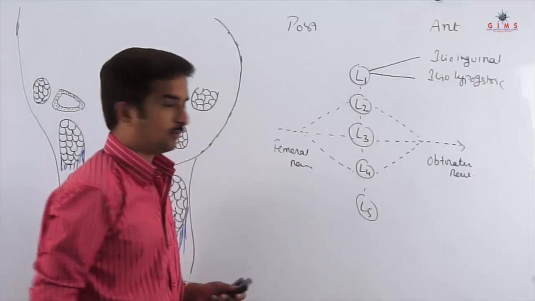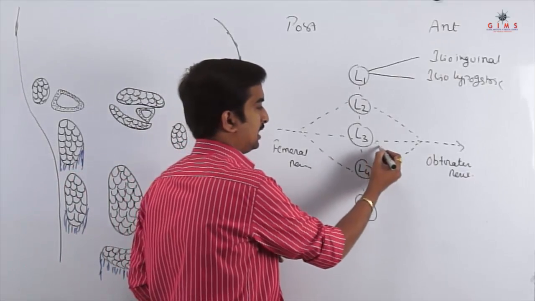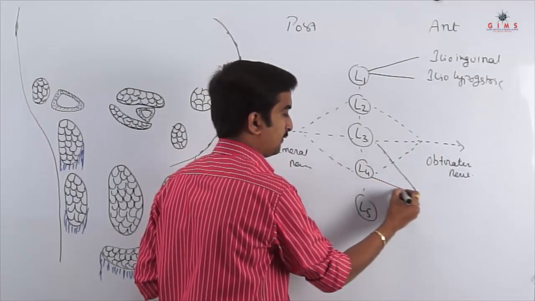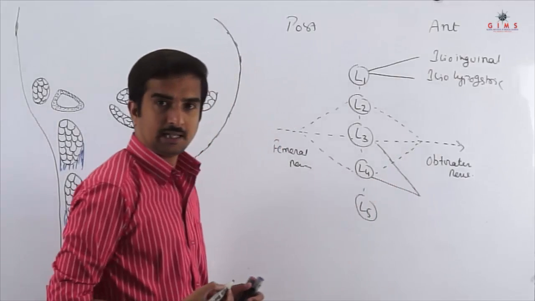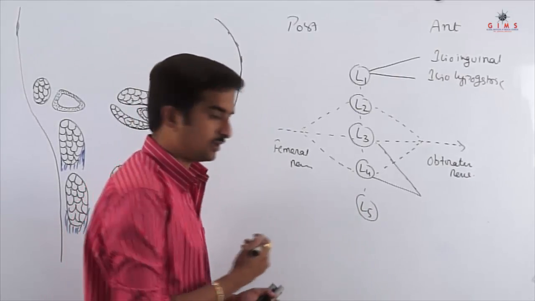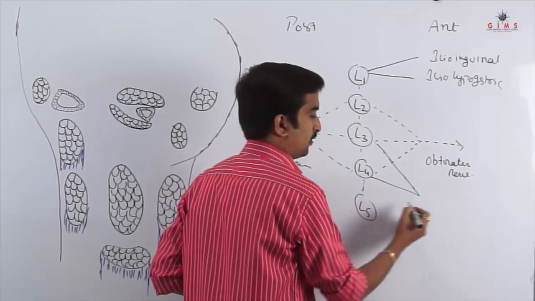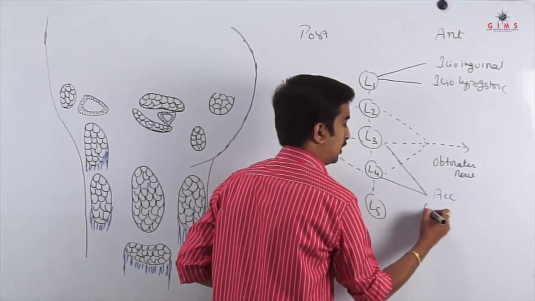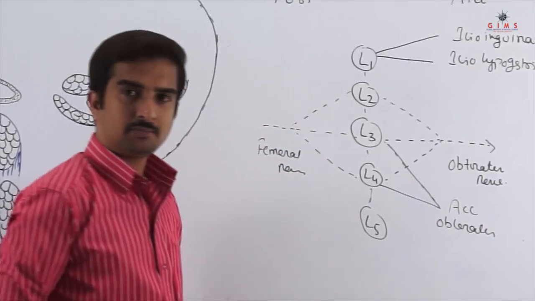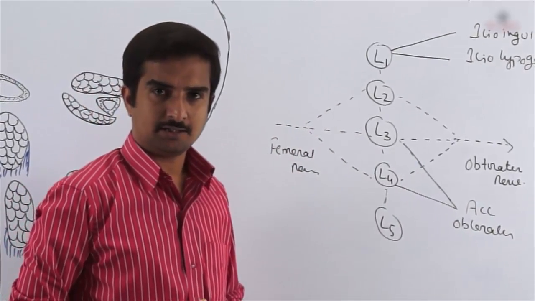Sometimes L3 as well as L4, through their anterior divisions, join to form the accessory obturator nerve.